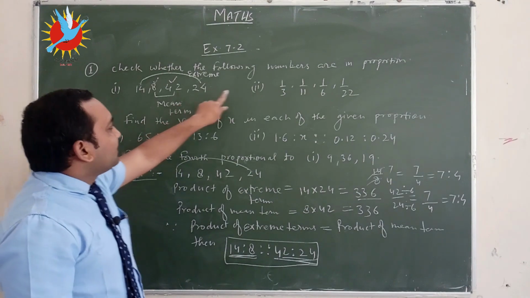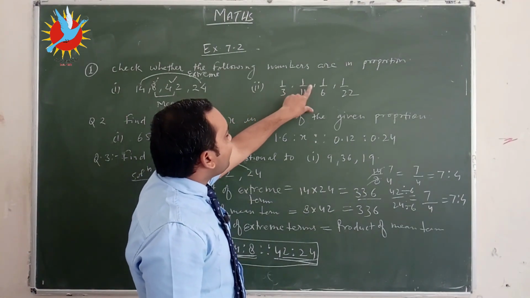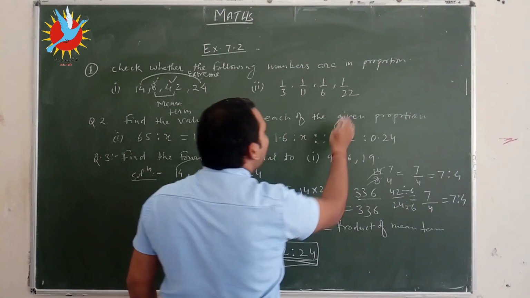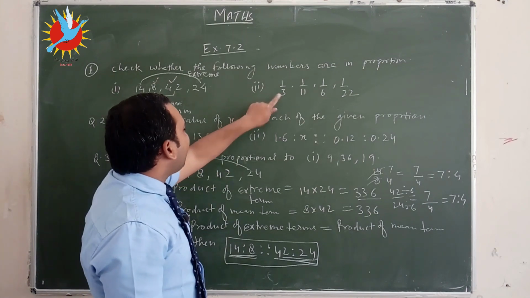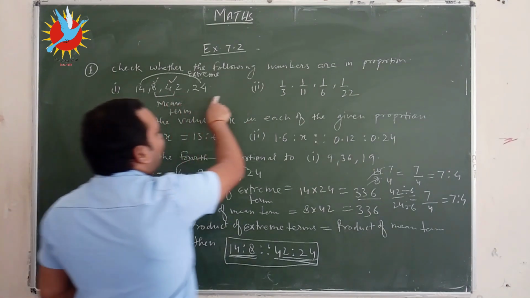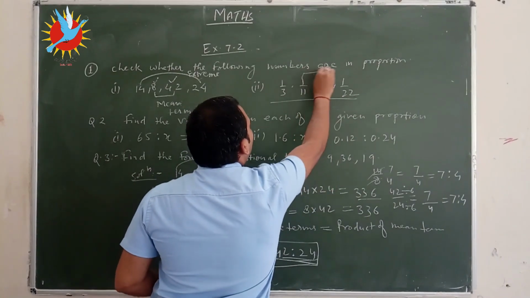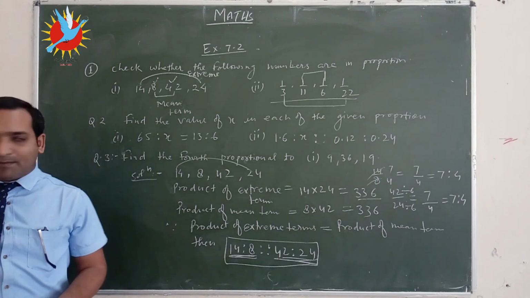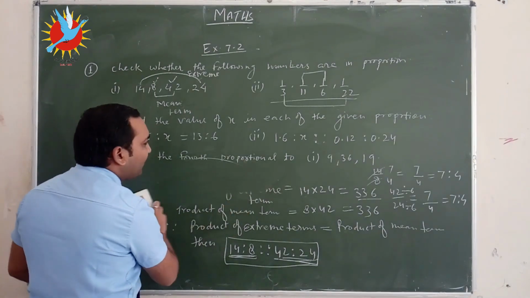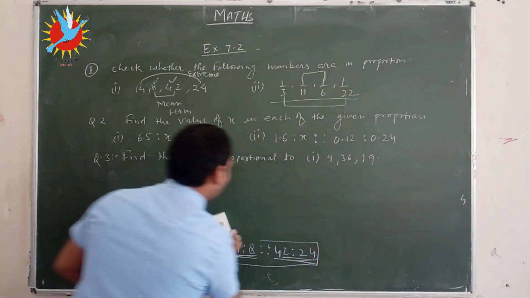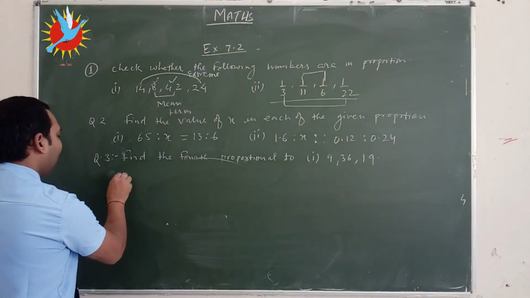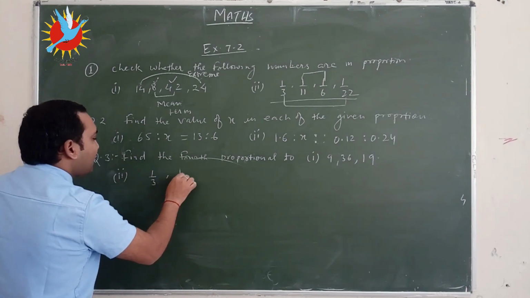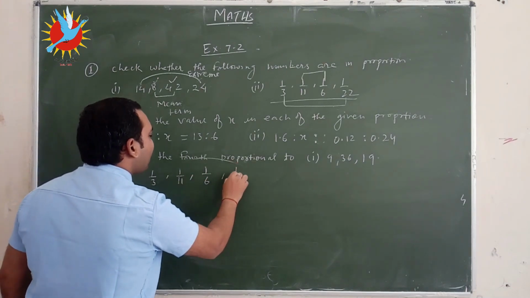Next, the second: 1 upon 3, 1 upon 11, 1 upon 6 and 1 upon 22. These four terms are in simplest form. We can convert them into a proportion if the product of the means is equal to the product of the extreme terms. So first of all, we check whether the product of extremes is equal to the product of means or not. The four numbers are given: 1 upon 3, 1 upon 11, 1 upon 6, 1 upon 22.